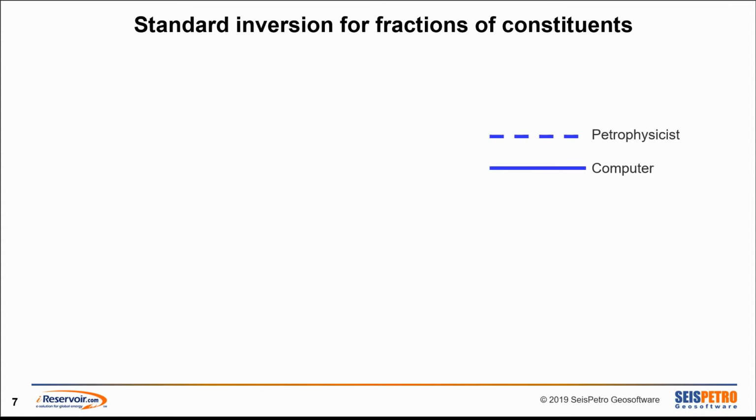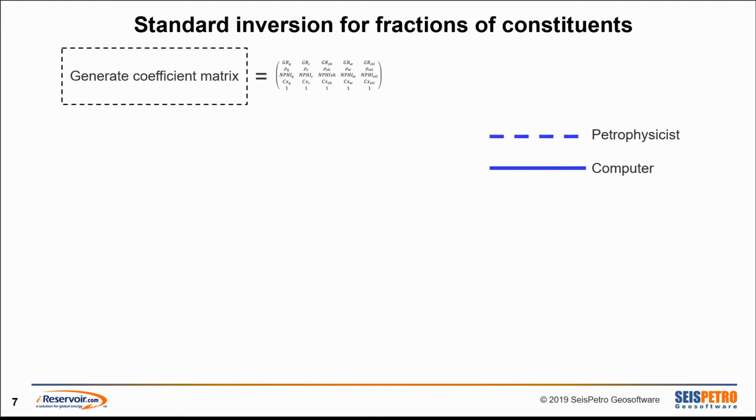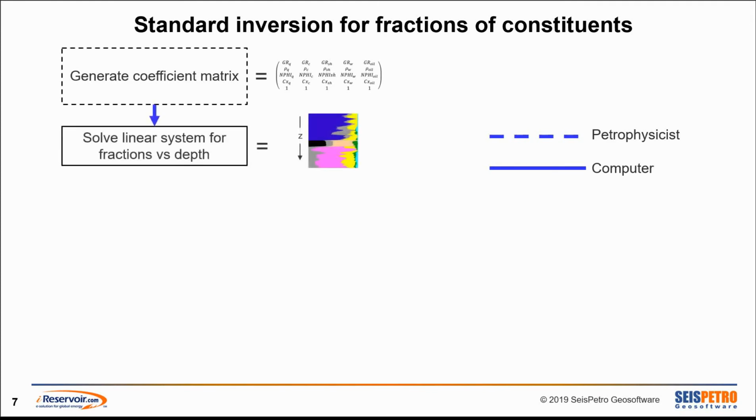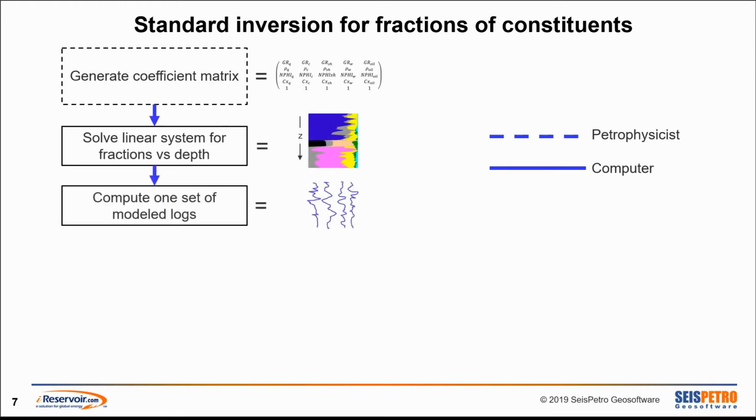How do we apply multimineral analysis in practice? This slide shows the standard inversion for fractions of constituents using multimineral analysis. In this and other slides, we're going to be using dashed lines for work performed by the petrophysicist and solid lines for work completed by the computer. So the petrophysicist starts with the generation of the coefficient matrix. Then the computer solves a linear system of equations for the fractions versus depth.